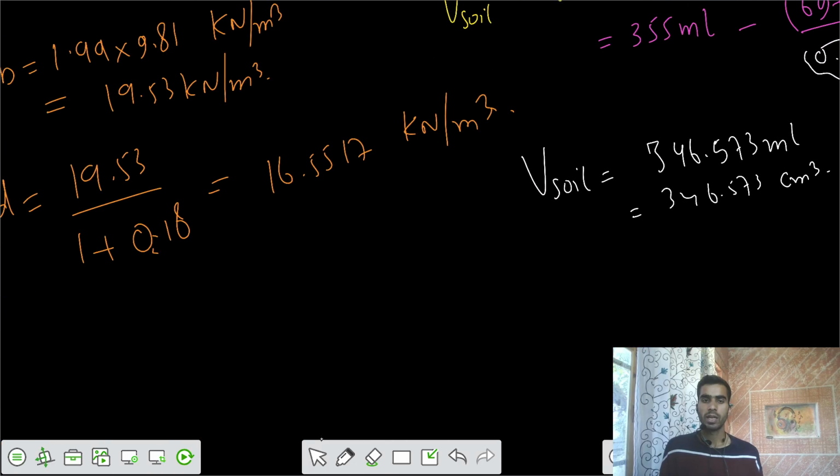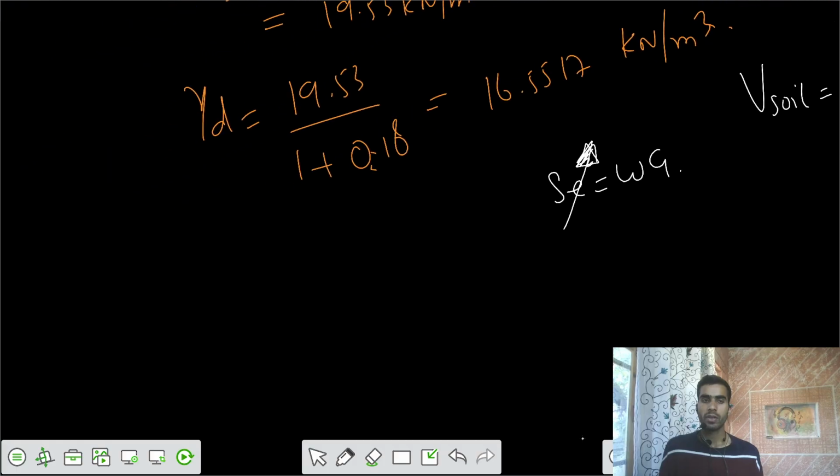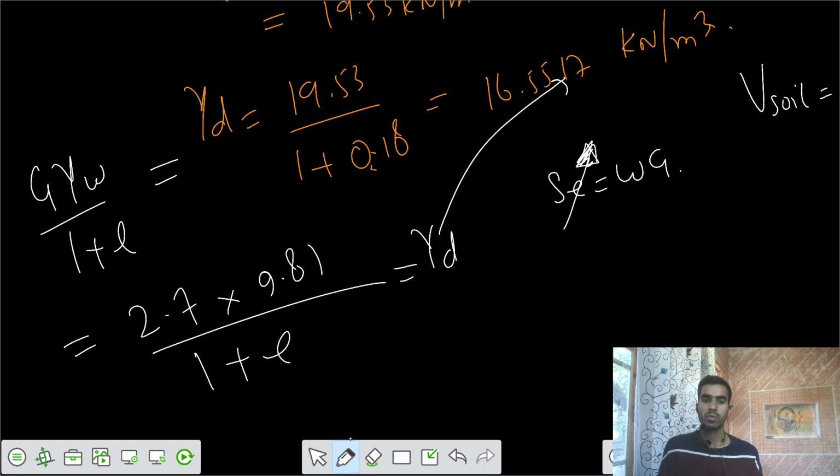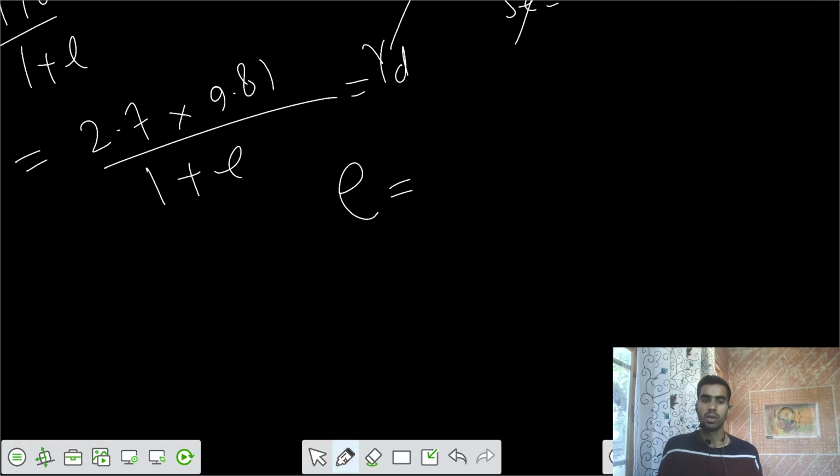Void ratio and degree of saturation. We have the equation S e equals w G. Once I calculate the value of e, I can calculate S. Based on the equation of gamma dry, this is equal to G gamma W divided by 1 plus e. Substitute the value of G that was given to you, and gamma W we know. We already know gamma dry, so substituting it, your value of e comes to be 0.60.